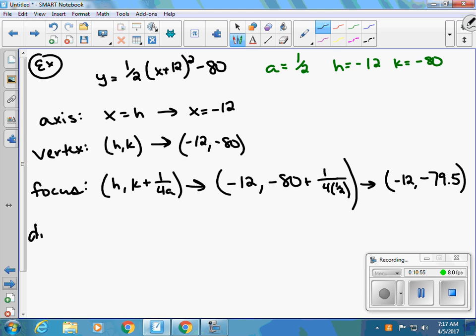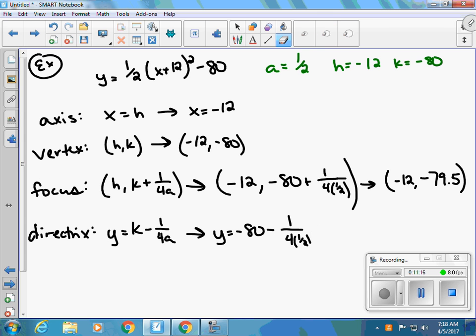The directrix is y equals k minus 1 over 4a. So y equals negative 80 minus 1 over 4 times a half. So we'd actually have y equals negative 80 minus a half, so it'd be negative 80.5.